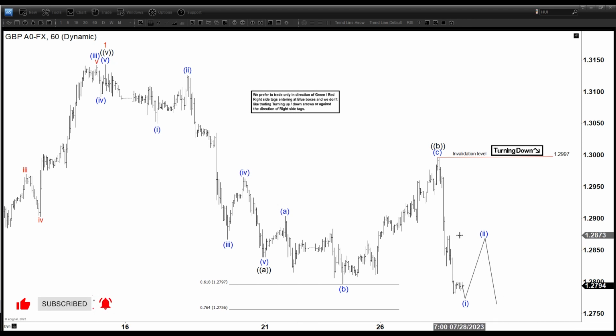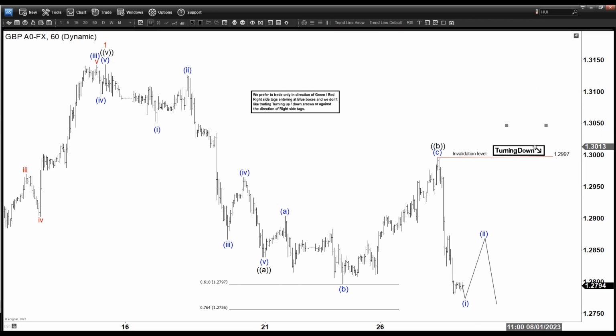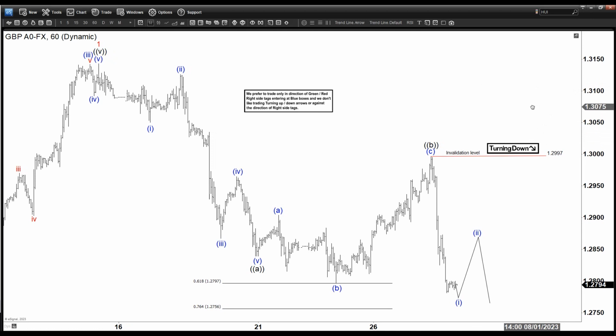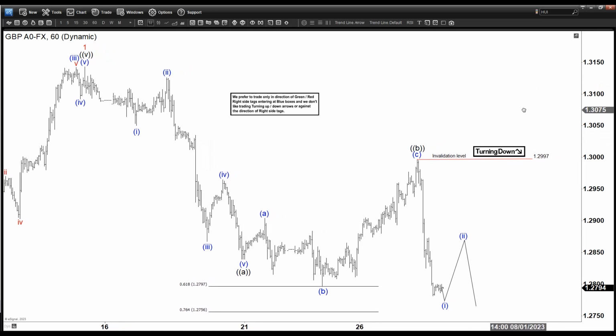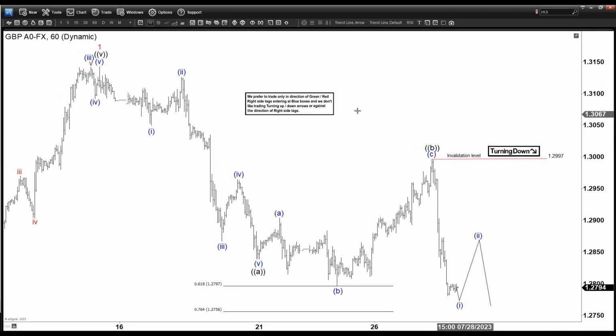GMT, and we are looking at the chart of the pound dollar right here, 60 minutes time frame. Now we can see the dollar has rallied across the board earlier today, and what we see here right now is what we call a double correction. In the case of the pound, it is in the form of a zigzag. From the peak here, which we label as a wave 1, you see the pound decline as 5 waves down, ending with A.